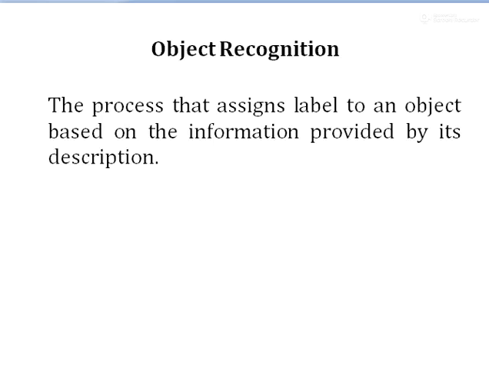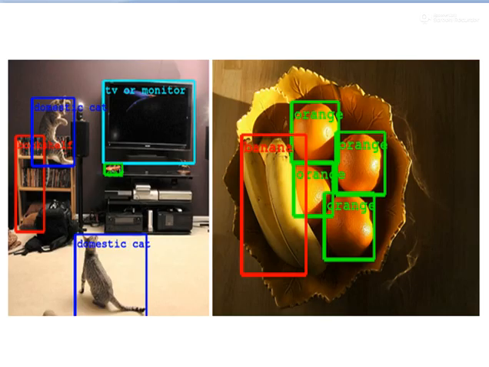The final step is said to be object recognition. This is the process that assigns a label to an object based on its information. See the example here: once you identify and detect the image, it assigns a label, like here the TV monitor as well as the fruit's name, etc. So after this, we have discussed the basic fundamental steps, right.